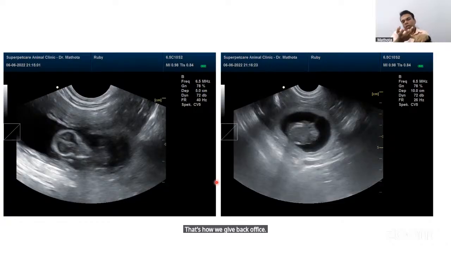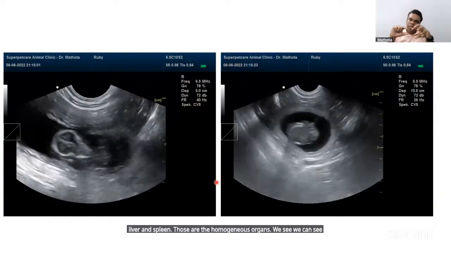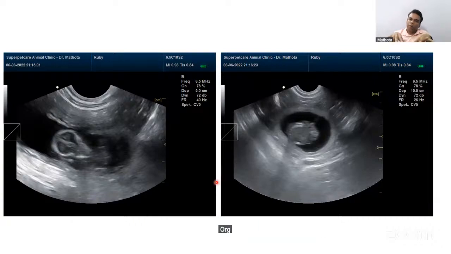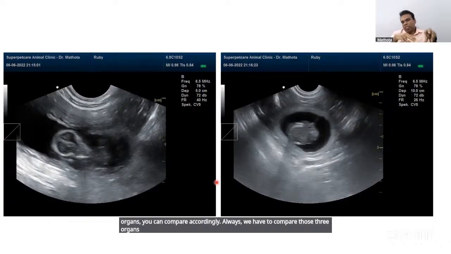The main organs we compare are the renal cortex, liver, and spleen. Those are the homogeneous organs, where we can easily see echogenicity. There's no other organ to compare with intestine loops. In the bladder wall, you can't compare the echogenicity either. But those three organs you can compare, whether there are any changes. In the prostate also it's the same. You have to compare with the other organs. Otherwise, you can't say whether it is hyperechoic or hypoechoic.